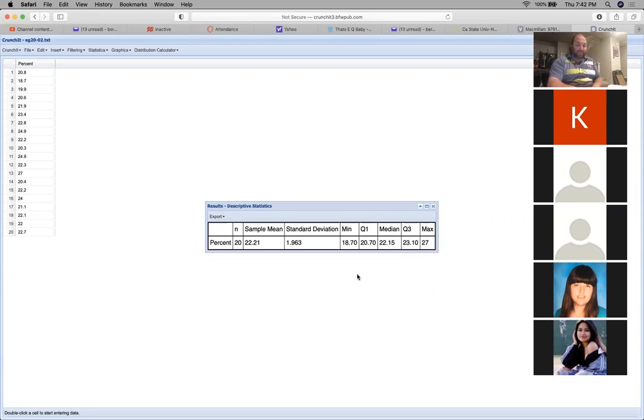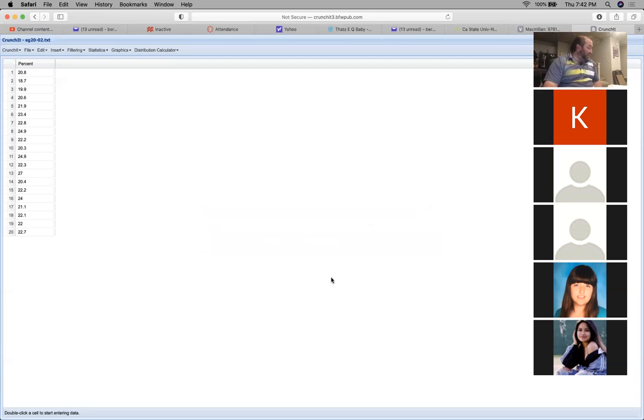So the mean x bar, the sample mean, is equal to 22.21. And the sample standard deviation is 1.963. And the number of degrees of freedom, as we already mentioned, it's not listed here, is 19. We don't need the other stuff, the min, Q1, median, Q3, max. The 5-number summary is not going to help us here. But it does give us the mean and it gives us s.